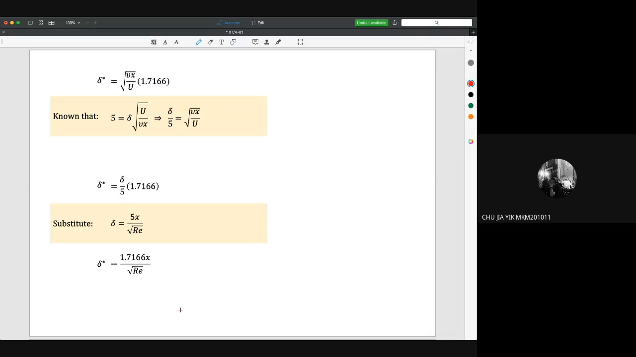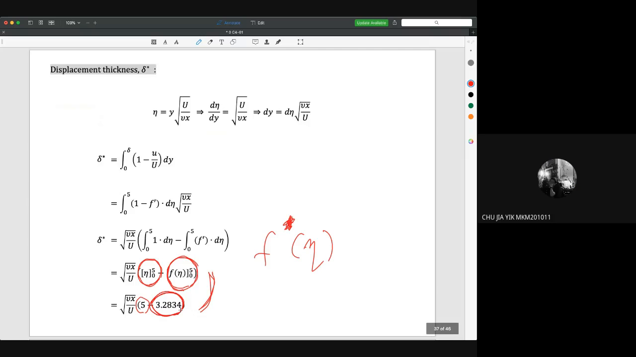For the delta star, right? Yes. The displacement thickness. Yes. Why is the 0 to delta 0 to 5? I thought eta is 0 to 5, but delta is not 5.